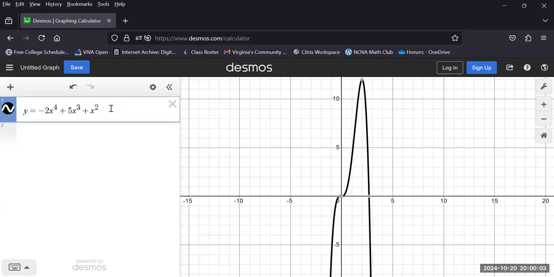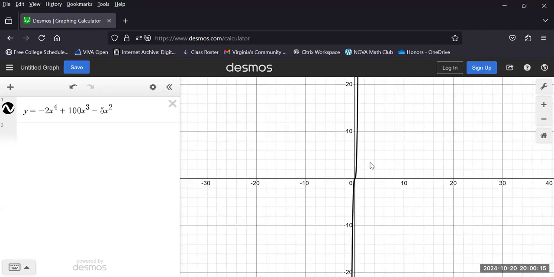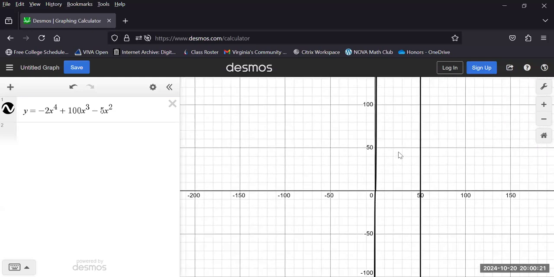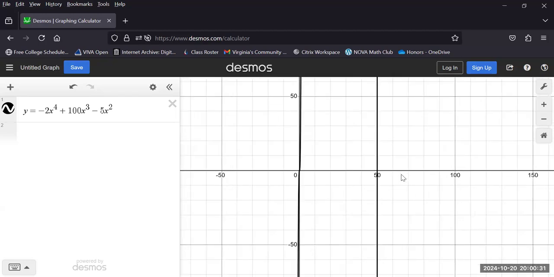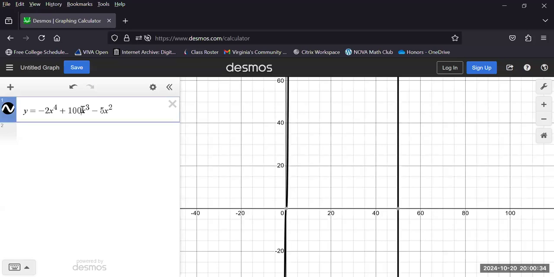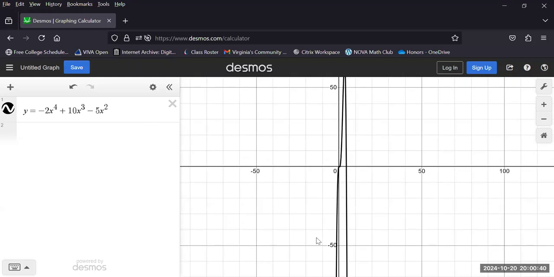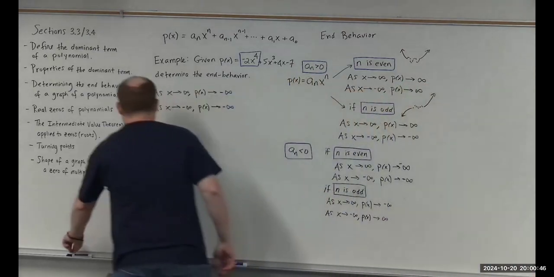Even if I make this like 100, for example, like minus, say 5x squared. So that means it's going to go up. So based on what I'm seeing here, it's going up and then it's going to come back down, right? So again, the end behavior is still the same, but the graph obviously changes. All right. Okay, here's another example.